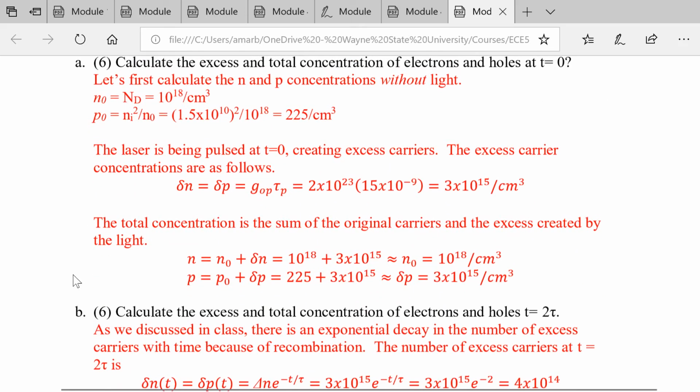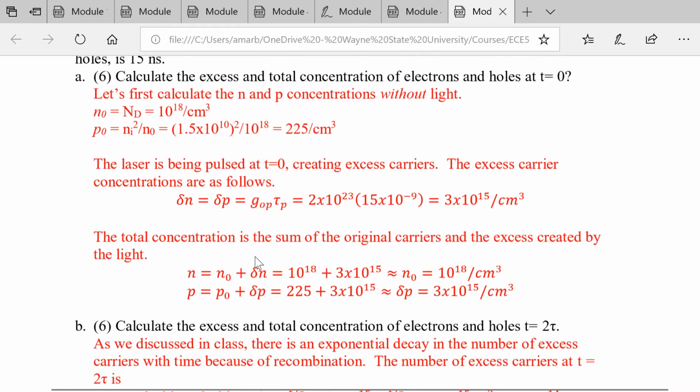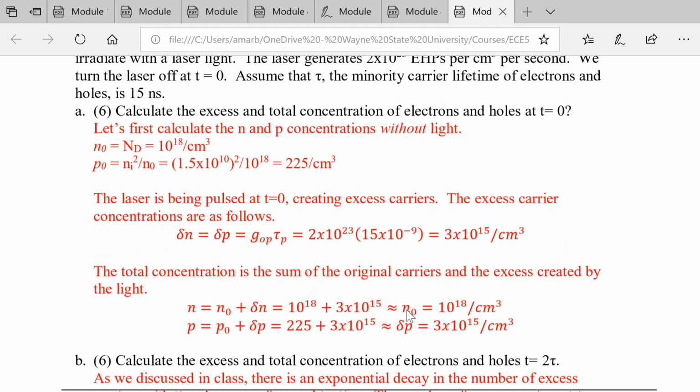You're also asked to calculate the total. The total electron and hole concentrations are the original amount before shining the light on the material, added with the excess that you added by putting light on the material. And what you notice here is that N0 is equal to 10 to the 18th. N after shining light on the material is 10 to the 18th. Sorry, not 8th, 10 to the 18th. Before shining light on the material, it was also 10 to the 18th, right?